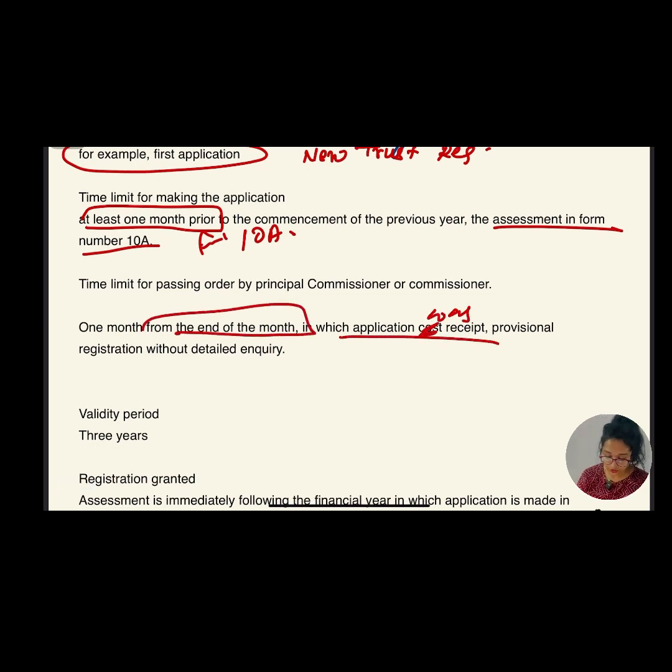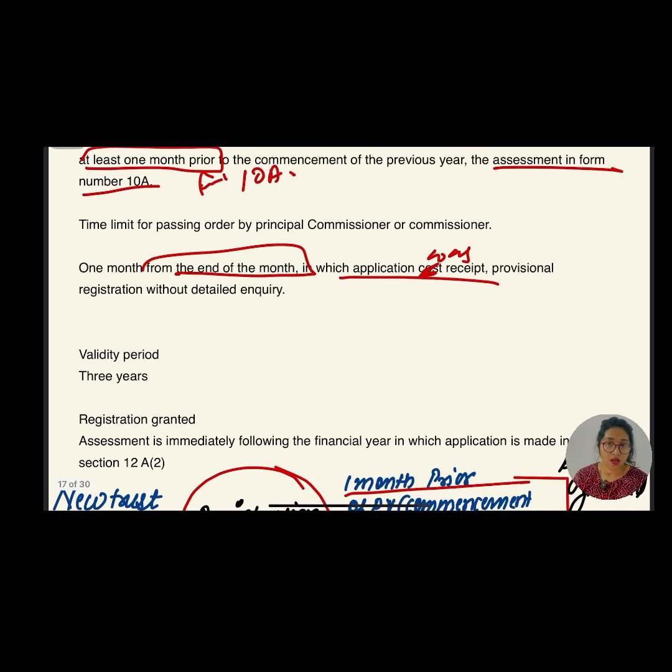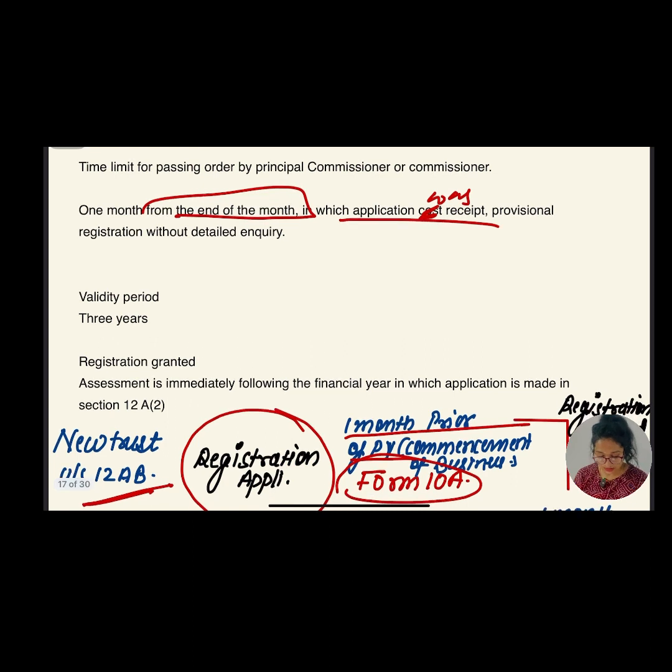Provisional registration without delaying inquiry. So in this case the inquiry is not going to be done, okay. Validity again for 3 years, okay. Registration is granted, and assessment is immediately following the financial year in which the application is made under section 12A subsection 2. Hope this was clear.